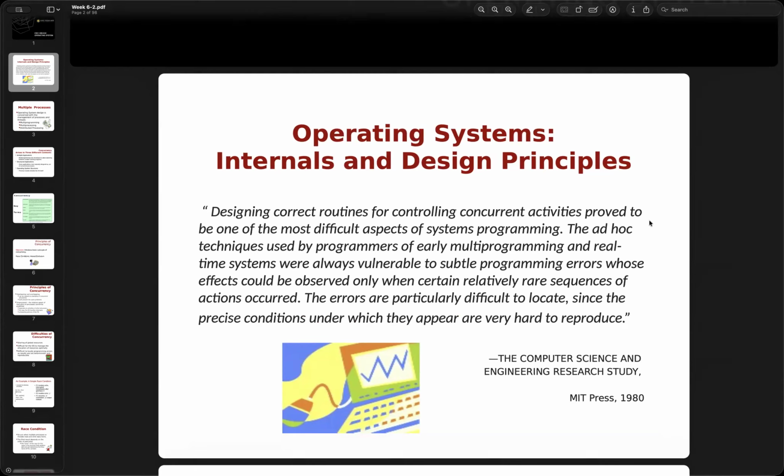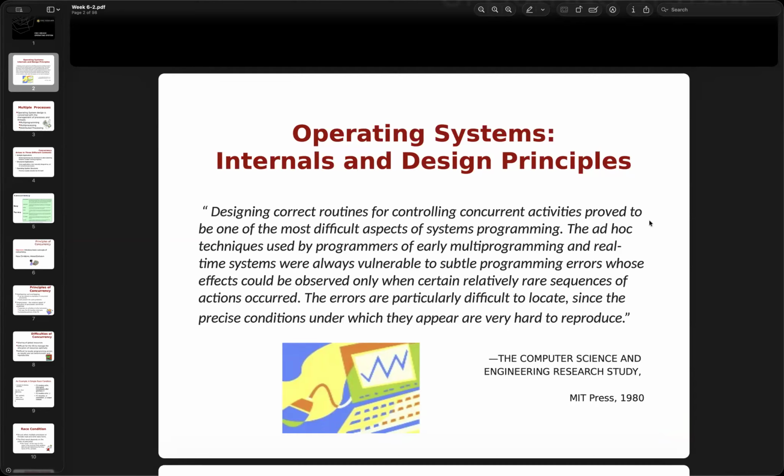If we want to design a correct routine to control concurrent activities, in the coming few slides we'll talk about what concurrency is. We need to design things so that all the processes work together, and concurrency needs better management. How we solve this is the most difficult aspect of system programming.